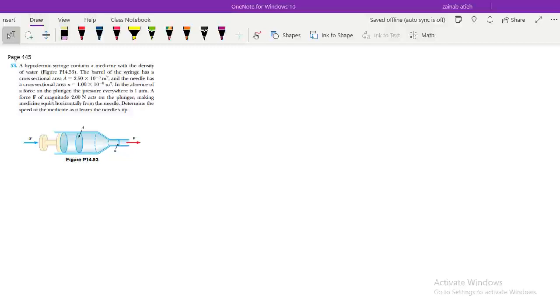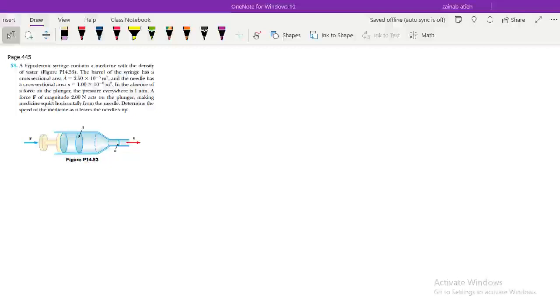The barrel of the syringe has a cross-sectional area A equals 2.5 times 10 to the power minus 5 meters square, and the needle has a cross-sectional area a equals 10 to the power minus 8 meters square. In the absence of a force on the plunger, the pressure everywhere inside the syringe is 1 atmosphere. A force F of magnitude 2 Newton acts on the plunger, making medicine squirt horizontally from the needle. Determine the speed of the medicine as it leaves the needle's tip.